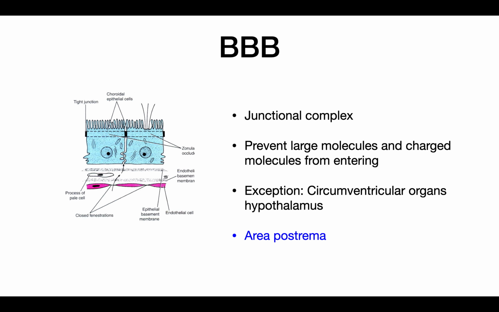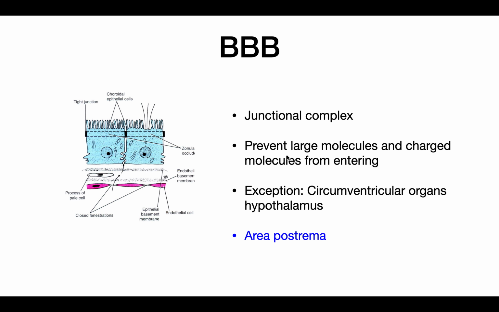The blood-brain barrier is a junctional complex. It's going to prevent the large molecules and charged molecules from entering, except for at the circumventricular organs, which is the thalamus, and the area postrema.